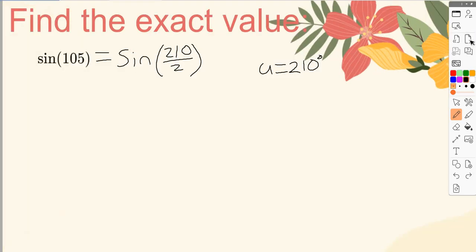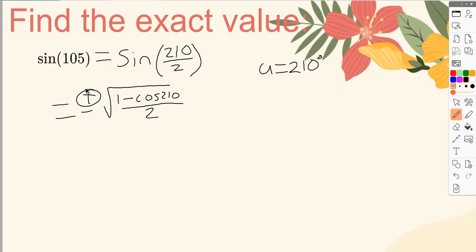So we have that. Yes or no, maybe. Now we do need to decide if we want the positive one or the negative one. And remember that all of these have to be equal to each other, so I'm going back to my original to decide. So 105 is in which quadrant? The second, and sine is what in our second? Positive. So I'm going to choose the positive. Okay.